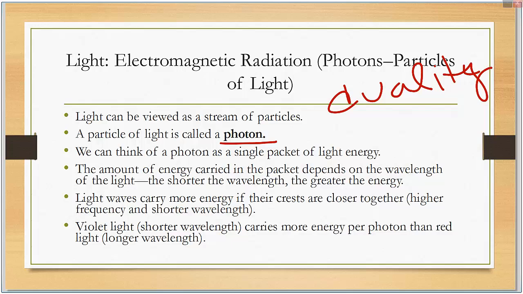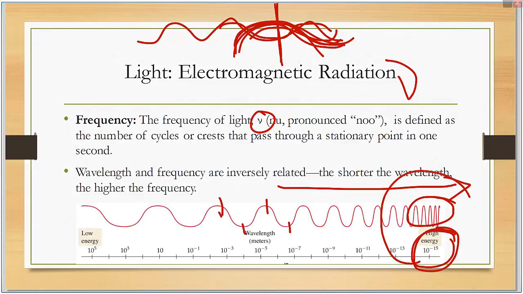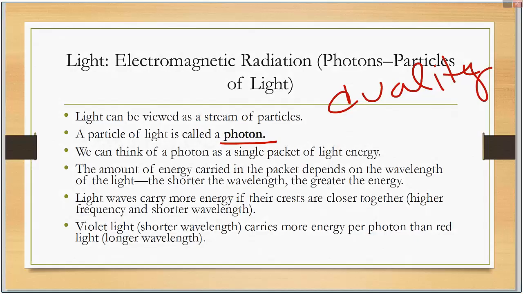We can think of a photon as a single packet of light energy. The amount of energy carried in the packet depends on the wavelength of the light. The shorter the wavelength, the greater the energy, which is what we saw here. Light waves carry more energy if the crests are closer together, because the wavelength is shorter. Violet light, which has a shorter wavelength, carries more energy per photon than red light, which has a longer wavelength.